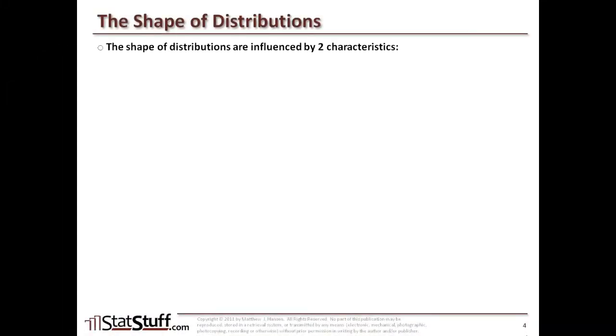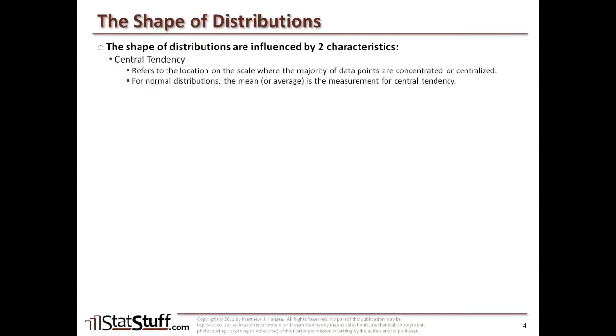Okay, so now let's talk about two characteristics that describe the shape of distributions. Distributions can be described according to two different characteristics, that is, its central tendency and spread. So in this case, let's talk about central tendency. It's referring to the location on the scale where the majority of the data points are concentrated. That is, the central area where most of the data points tend to fall is how I like to think of central tendency. So for normal distributions, it's going to be the mean, which is also the same thing as the average, that we'll use as a measurement for central tendency.